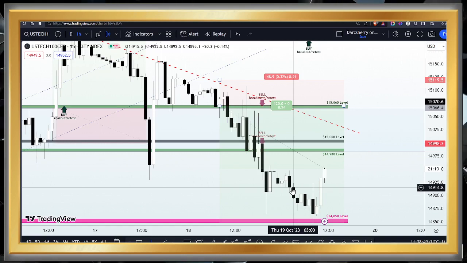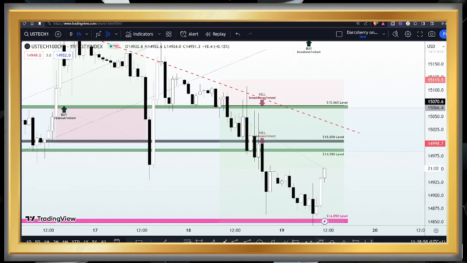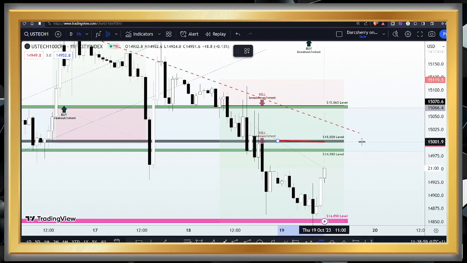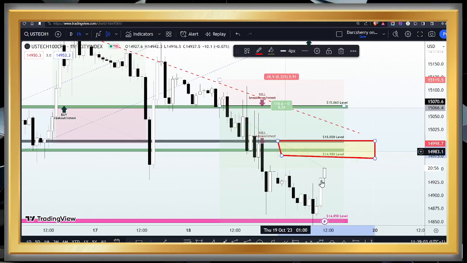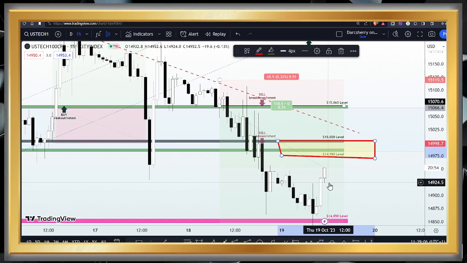But for those of us who are still currently having the sell position running, then I will advise you to move your stop losses and secure this position. Around the second and third entry area, between the $15,000 and the 14,980 area, seems most appropriate to move all stop losses to, based on the structure we have around that area.